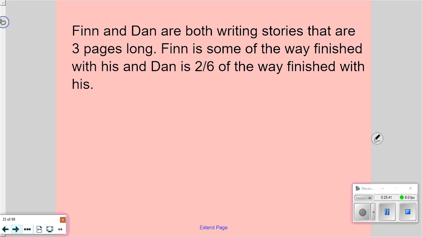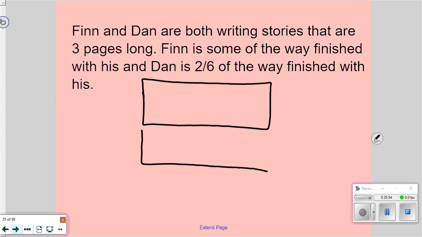Why? Why do they have to be the same length? Bryson, why? So I can compare. It doesn't make any sense if I've got one tiny and one giant. Draw your thing.